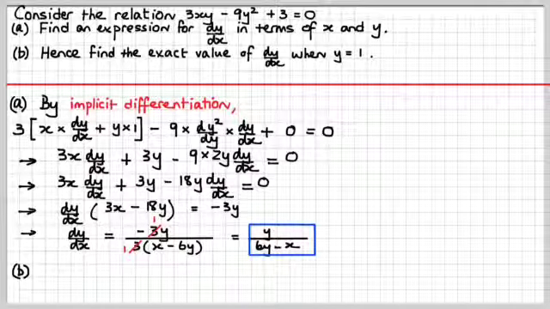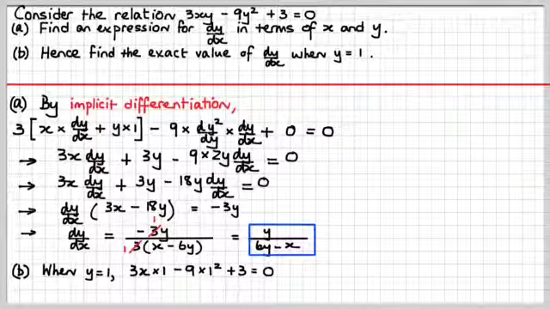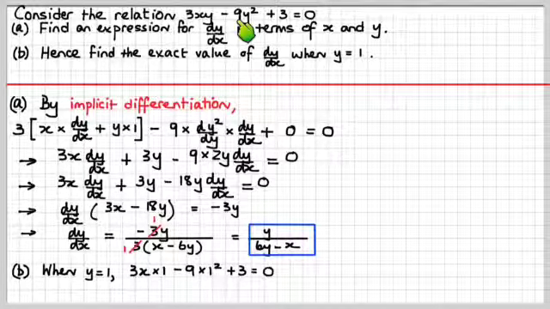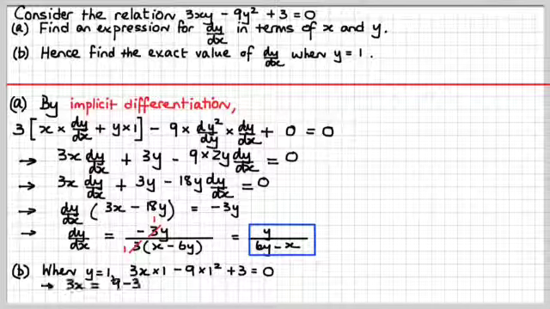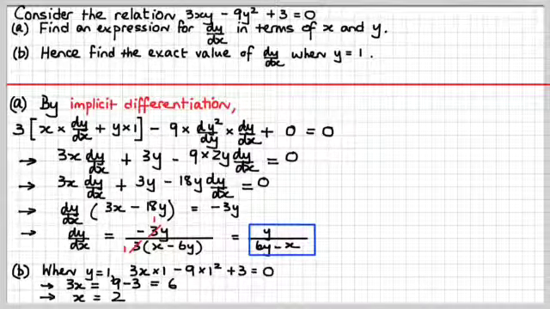What about B now? Alright, so first of all we better find out what x is when y equals 1. When y equals 1, we plug into this equation up here, and what do we get? We get 3x times 1 minus 9 times 1 squared plus 3 equals 0, and we just work away with that, and we get 3x equals 9 minus 3, which is 6, therefore x equals 2.